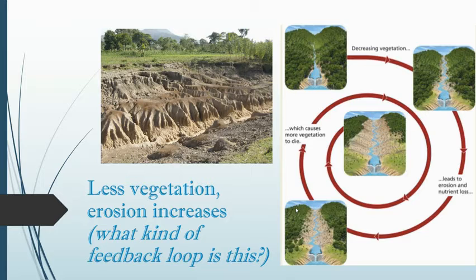And that positive is not a value judgment. Positive is whether the feedback loop causes itself to continue or increase. So the lack of vegetation leads to erosion, which causes lack of vegetation, which leads to more erosion. And so the feedback loop continues.